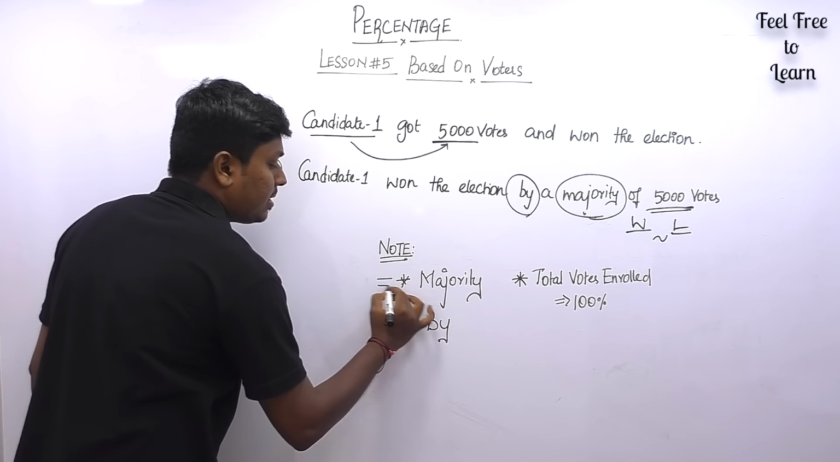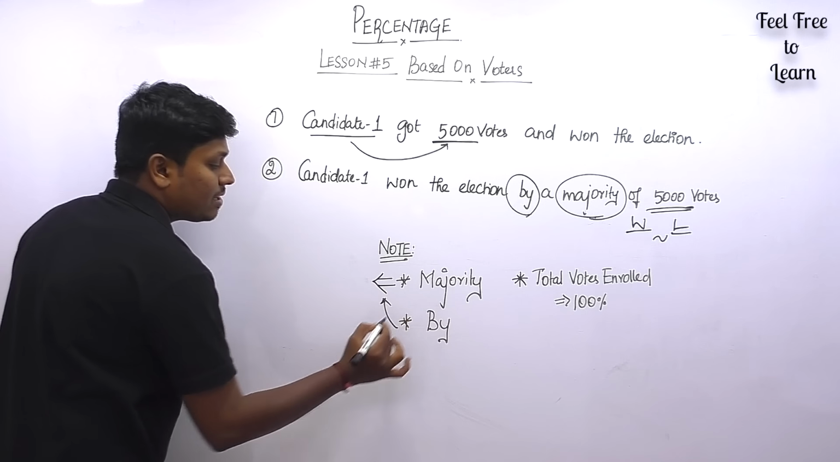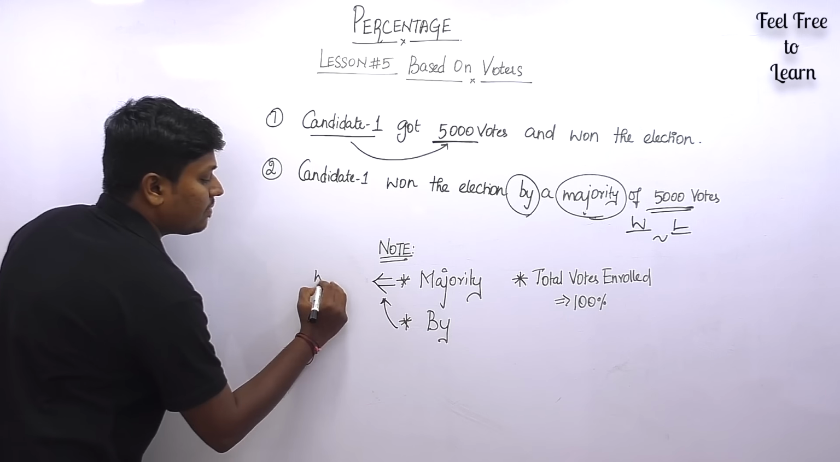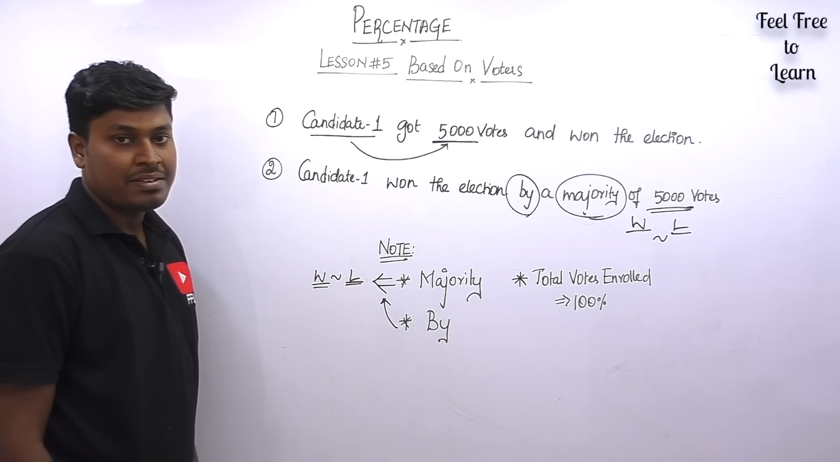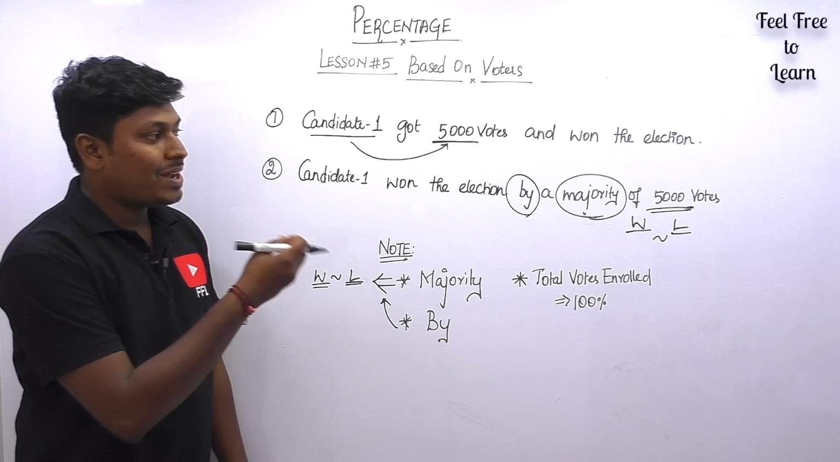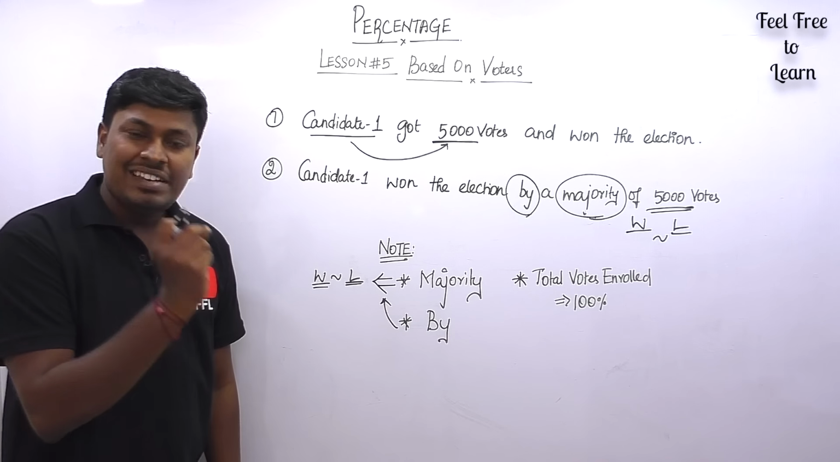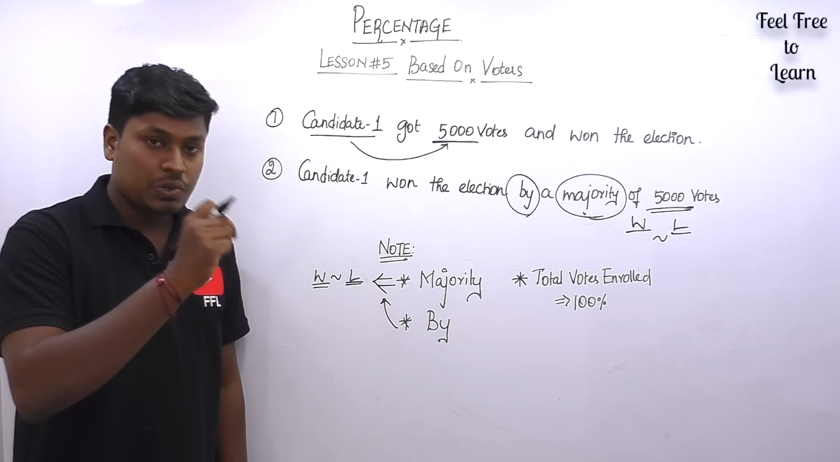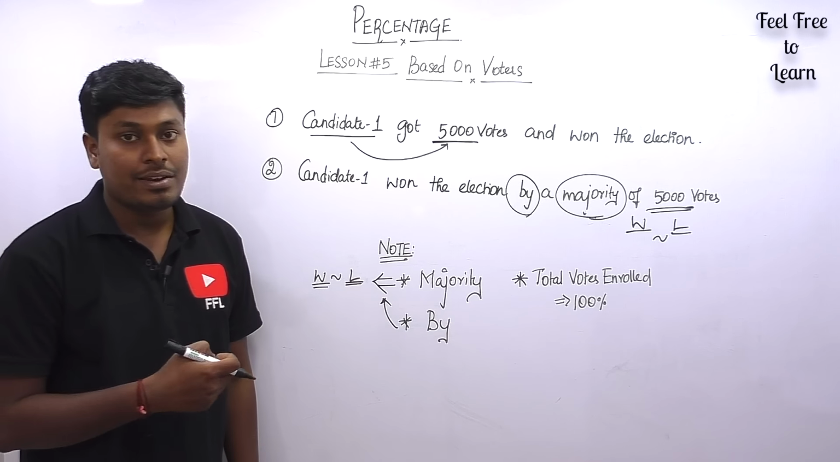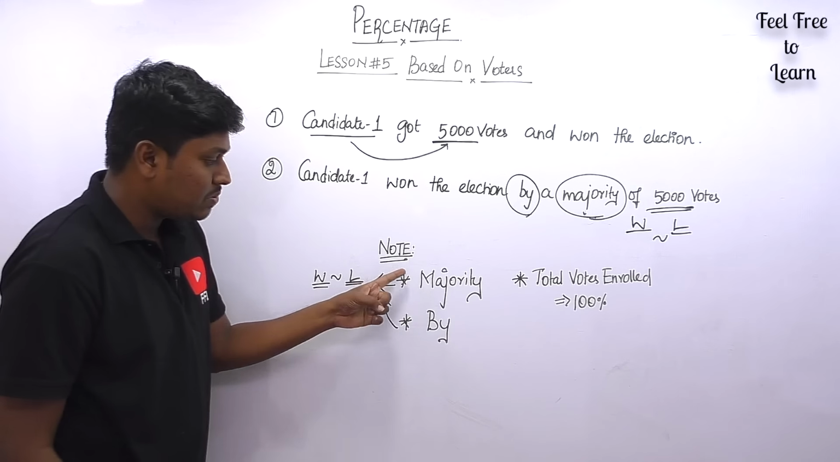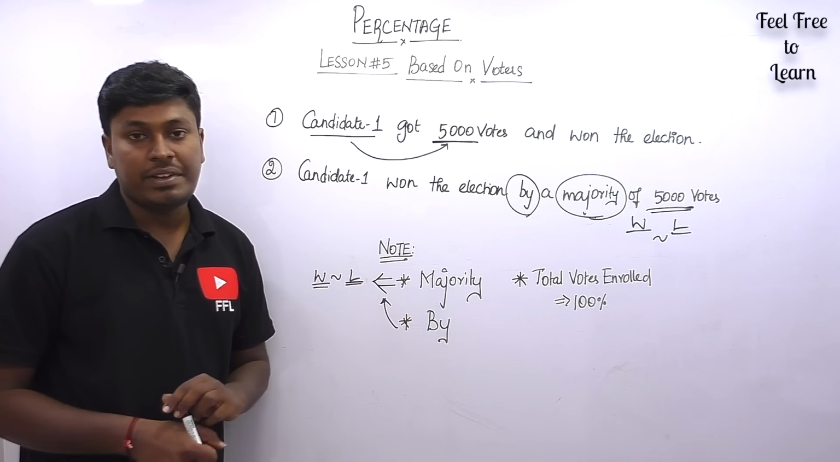Friends, got it? The winner's votes and the loser's votes difference will be 5,000, which is called the majority. So always remember that the meaning of majority, or otherwise the word "by", denotes winner votes minus loser votes, or otherwise the difference, which is called the majority. So friends, while solving every question, read the question carefully, whether they have given the total votes, or the votes that were got by a candidate, or otherwise the majority. These two words are most important while solving a question.